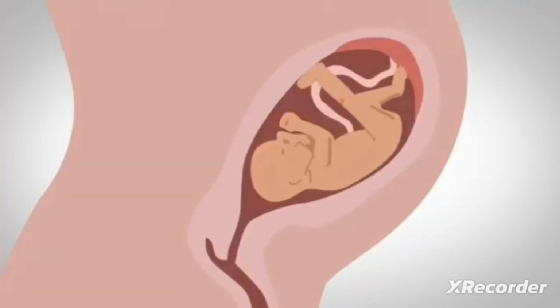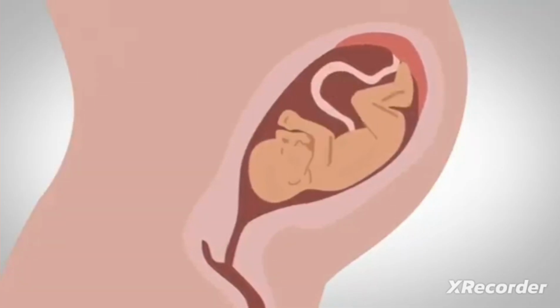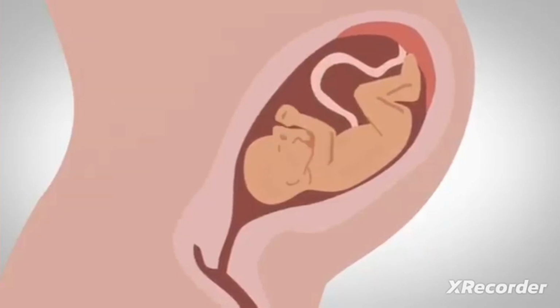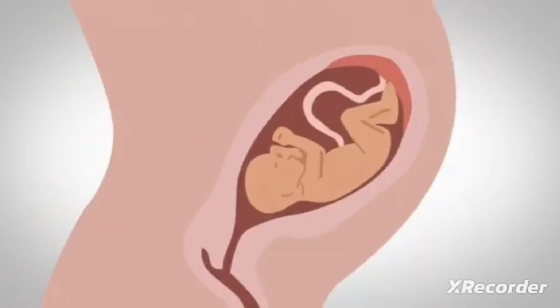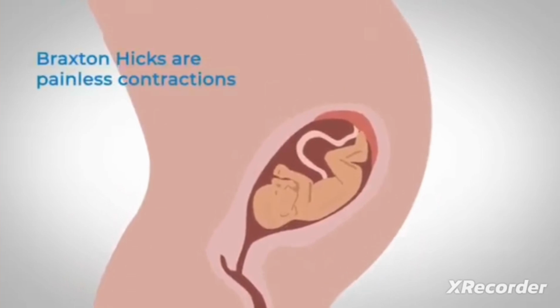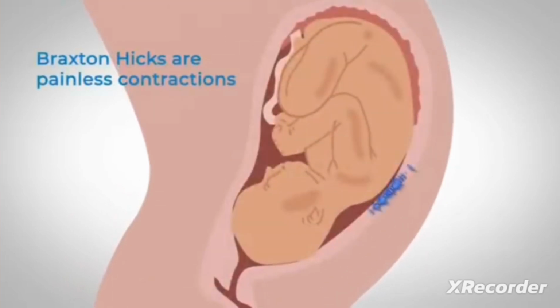At first, this movement may feel like a butterfly or bubbly, but it will get stronger and become more noticeable as your baby grows. You may start to have Braxton Hicks from 20 weeks. These are the painless tightening of your womb, or practice contractions, during the third trimester.